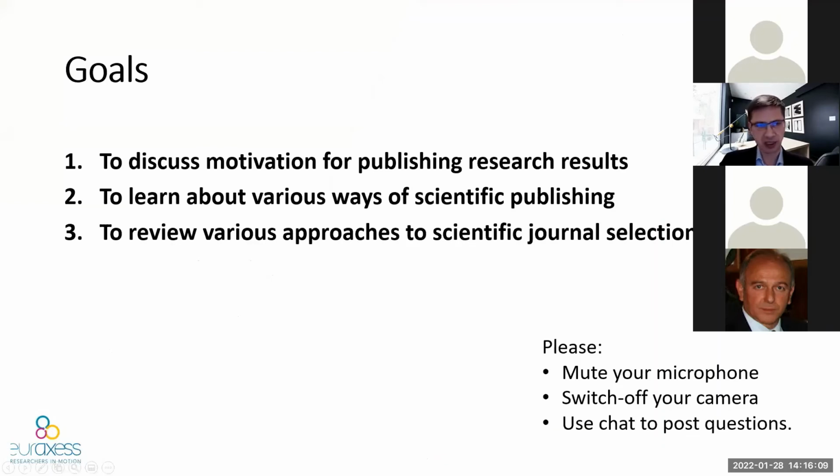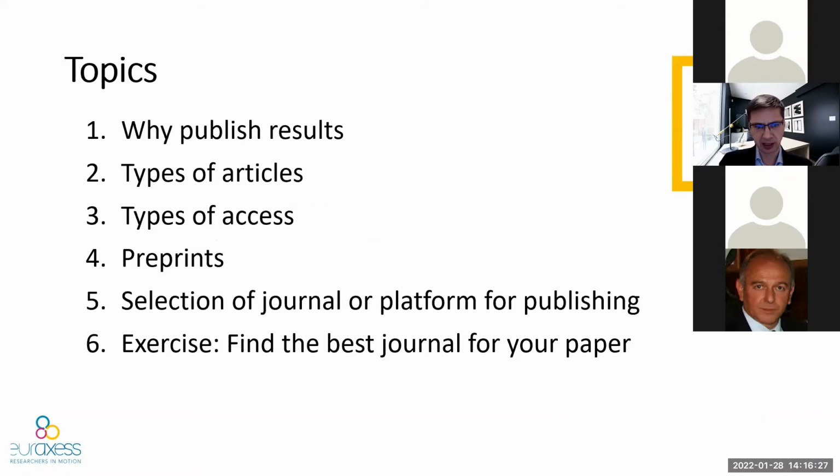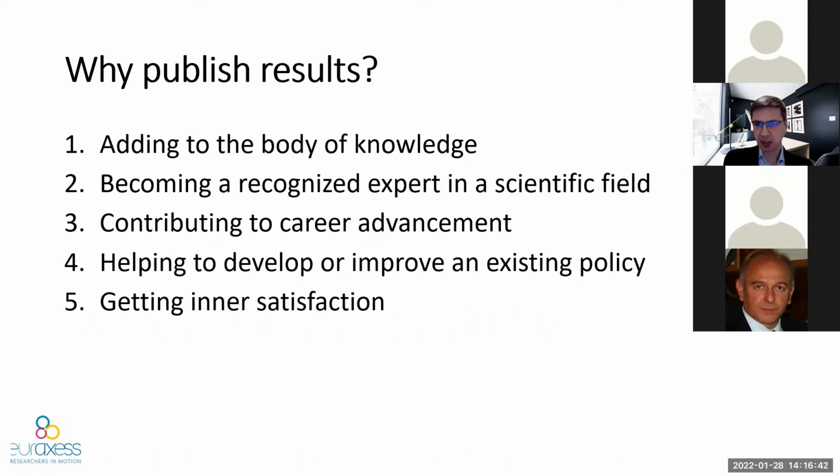So the goals of today's workshop are, firstly, to discuss motivation for publishing research results, then to see what are the various ways of scientific publishing, and finally, and most importantly, to review various approaches to scientific journal selection, because it may be very hard to select an appropriate journal. So the topics are, first, why to publish results, what are the types of articles and access, what are preprints, and how to select the journal, and finally we will have a short exercise. So first, what are basically and generally the different reasons for a researcher to publish results.